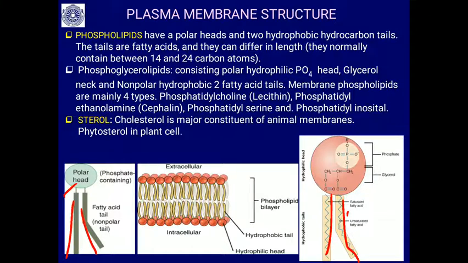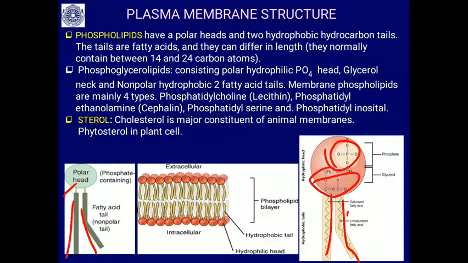Phosphoglycerolipids consist of a polar hydrophilic phosphate head, you will be able to see this is the phosphate group, and a glycerol neck, this is the glycerol neck, and a non-polar hydrophobic fatty acid tail. So this is the basic structure of the membrane phospholipids. There are about 4 types you will find. They are phosphatidyl choline or lecithin, phosphatidyl ethanolamine or cephalin, phosphatidyl serine, and phosphatidyl inositol.